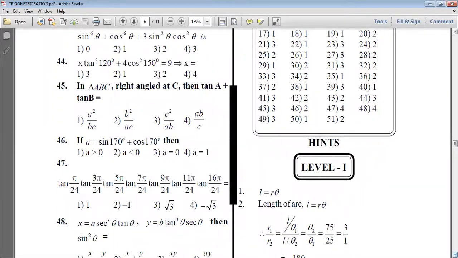46. A is given as sine 170 degree plus cos 170 degree. Then what is that value, either positive, negative, 0 or 1? That we have to find. So here the angle is given 170. So 170 degree lies in which quadrant? Second quadrant. In the second quadrant, sine is positive but cos is negative.